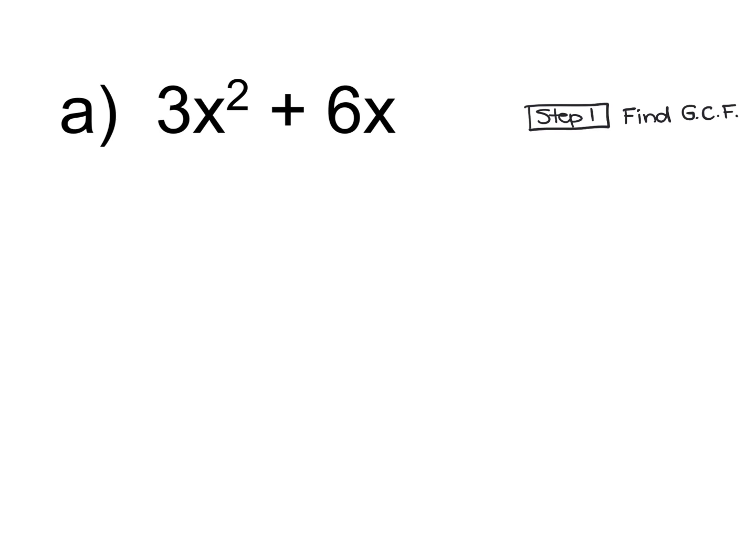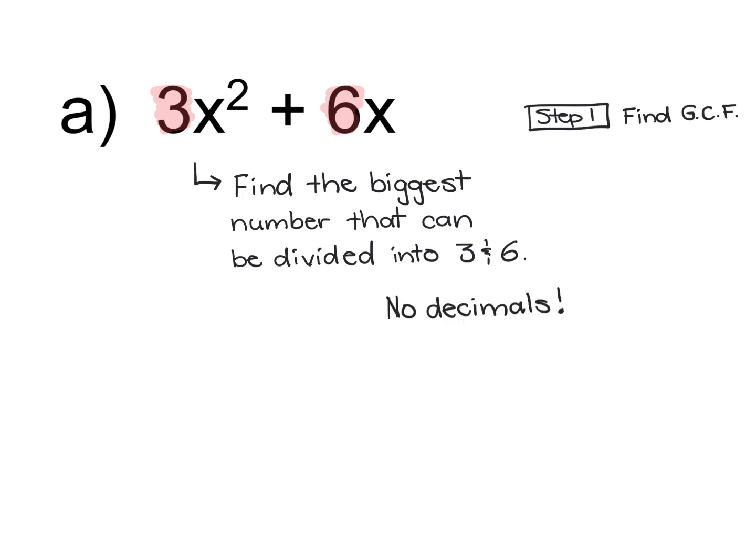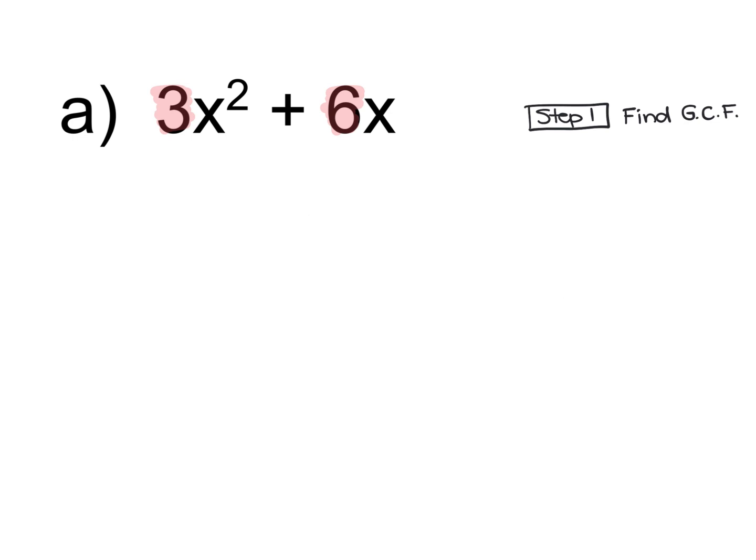So let's look at the coefficients of the terms. We've got 3 and we've got 6. So you're going to find the biggest number that can be divided into 3 and 6 without giving you a decimal. So that would be 3, because 3 can be divided into 3 and 6.